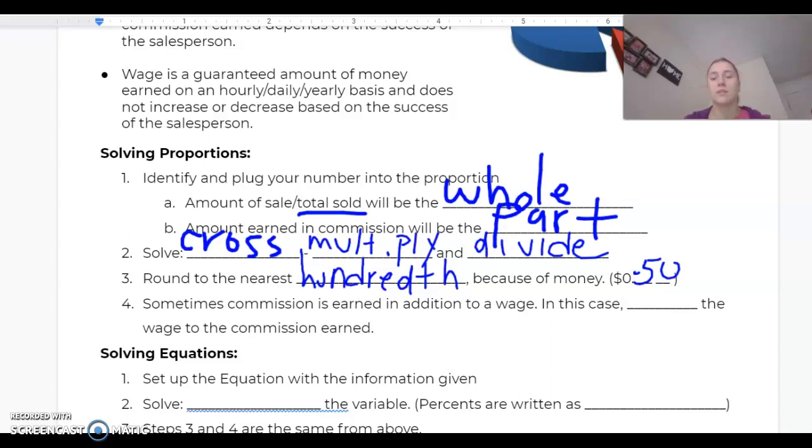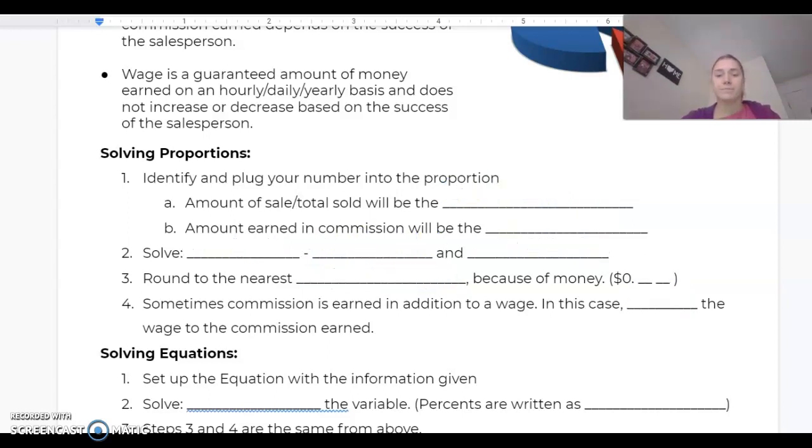Sometimes commission is earned in addition to a wage, so it's in addition to making that $8 an hour, you're earning commission plus that wage, okay? So in that case, you're going to have to add the wage and the commission earned to find your total amount that you made that day or that week, whatever it is, okay? So we're gonna flip over to the back page here, and we're gonna do a few practice problems finding your commission, okay?